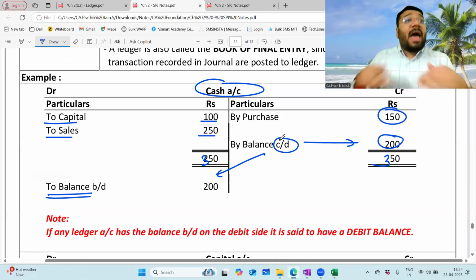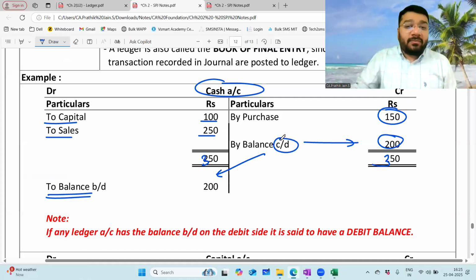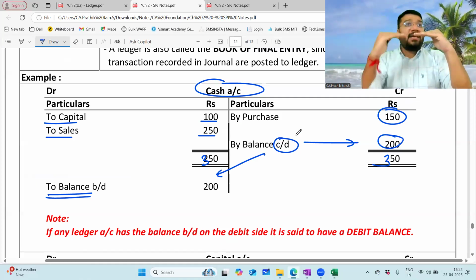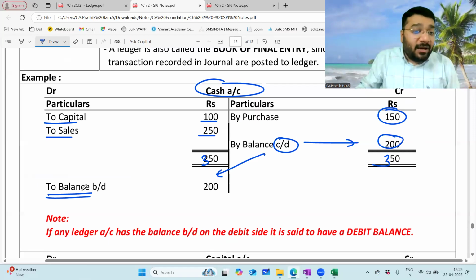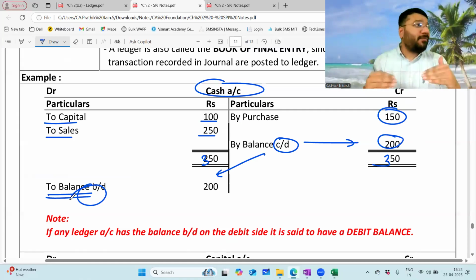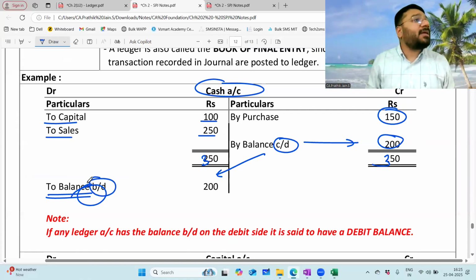Carry down means what? I'm carrying forward this balance to the next period. So I'm carrying it down. So year-wise, previous year, next year, I'm carrying down. In the next year, I brought forward this from the previous year. So I brought down from the previous year. This is how this word BD has come into the picture.